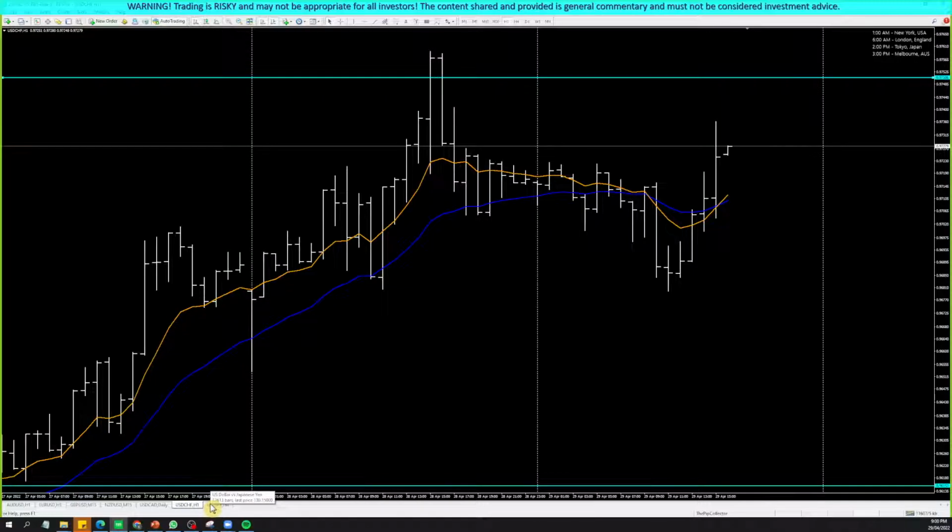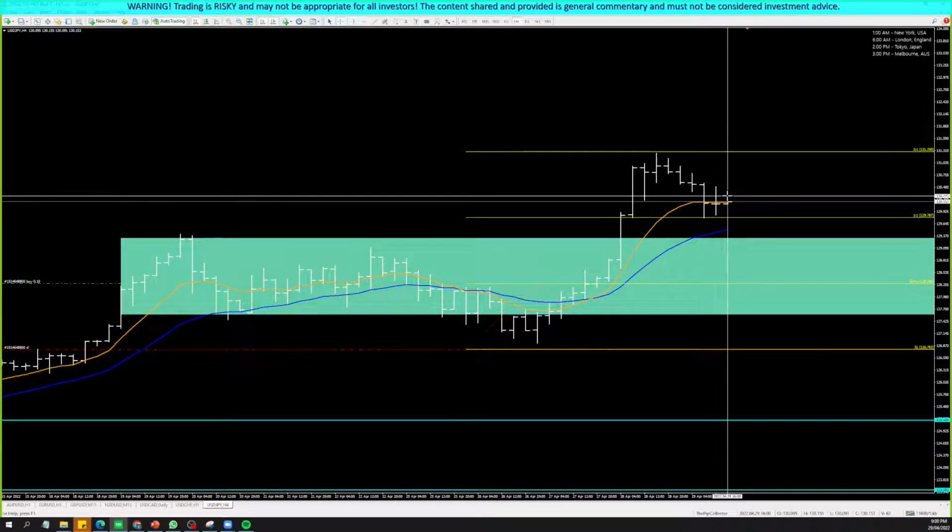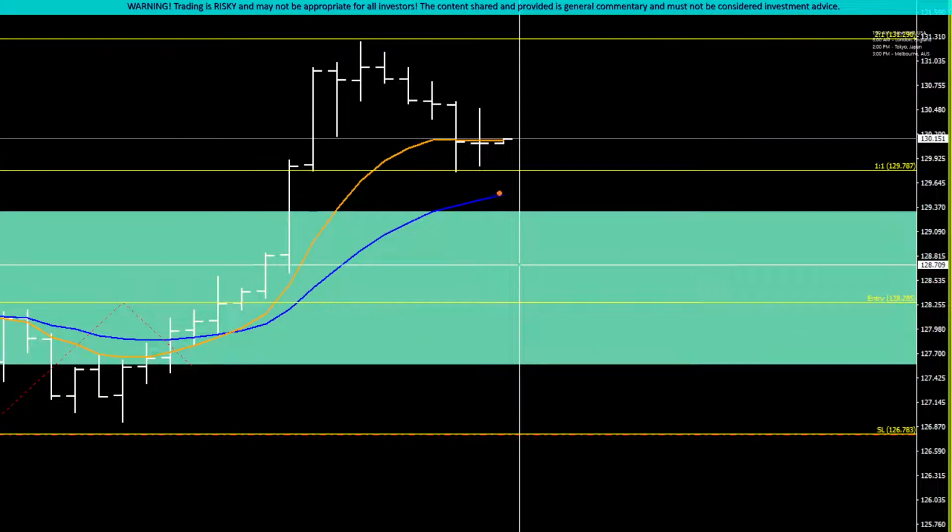Okay? So, just give me 1 sec, no? So, I'm going back to the yen. We are now seeing a double inside bar.